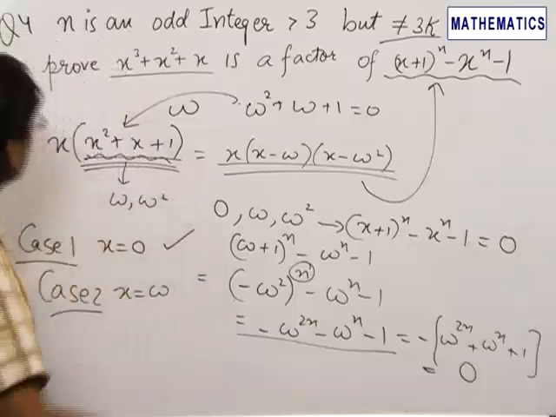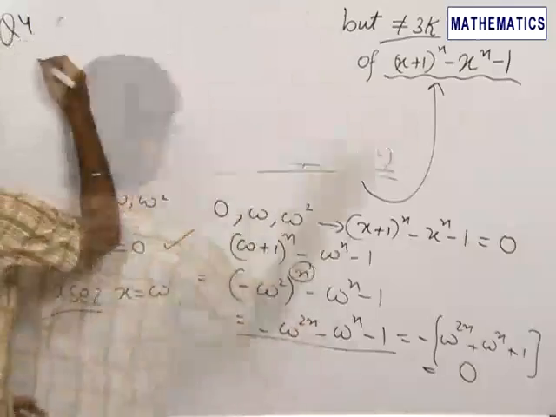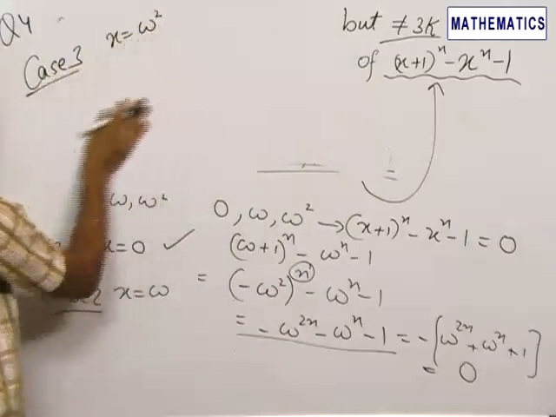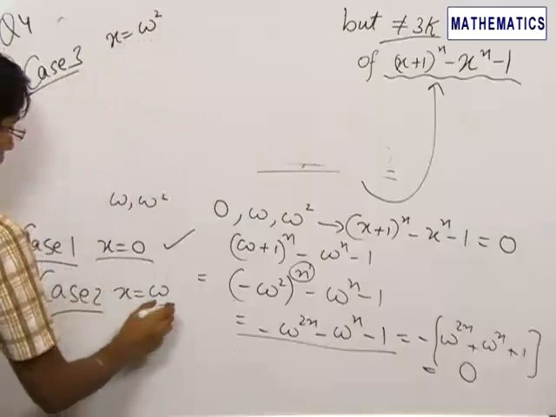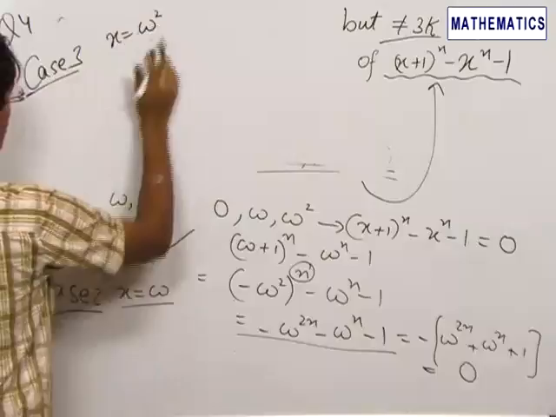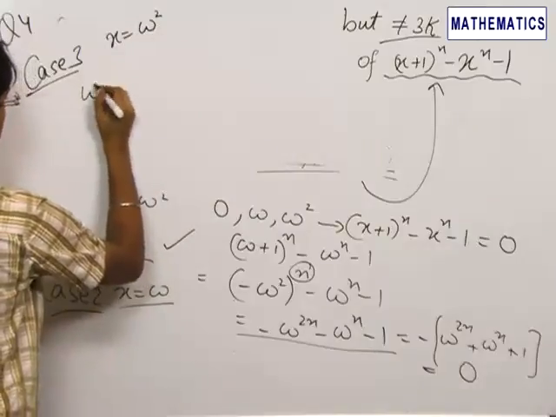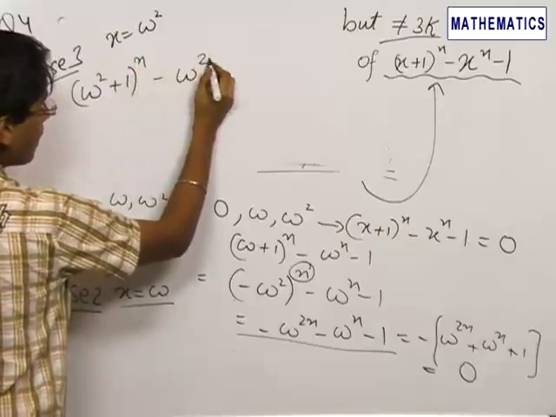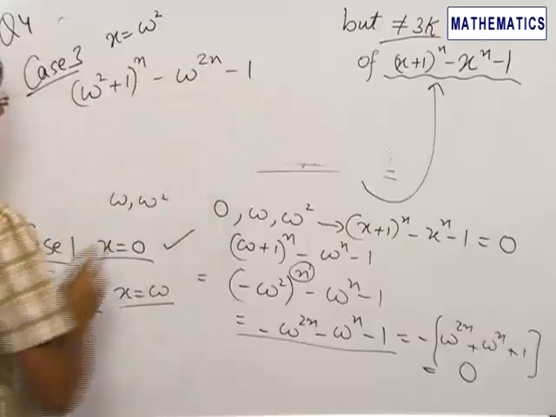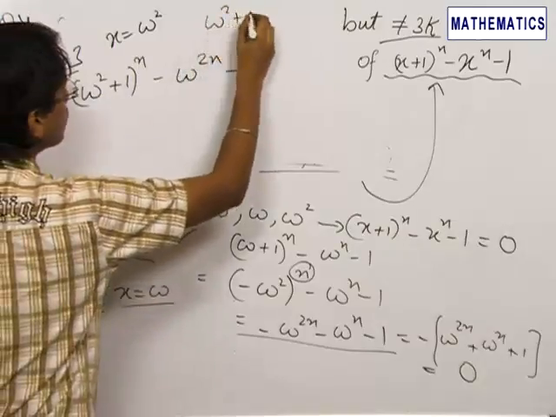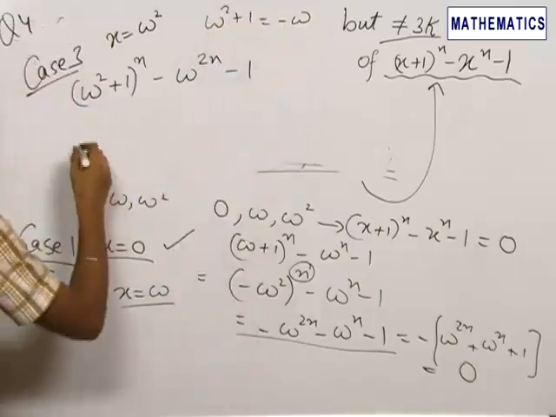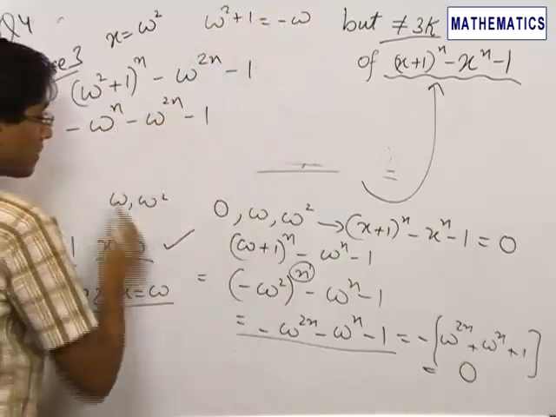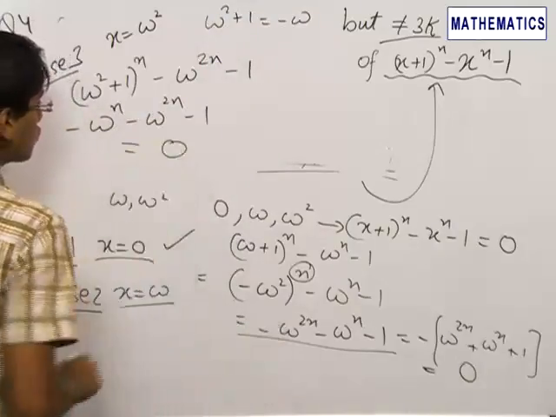So we need to prove it for omega square now. Our case 3 is x equals omega square. We have proved it for x equals 0 and x equals omega. Now we just need to prove it for x equals omega square. So the expression becomes (omega square plus 1) power n minus omega power 2n minus 1, and we know that omega square plus 1 is equal to minus omega. So this becomes minus omega power n minus omega power 2n minus 1, which is the same expression as we got earlier. The value of this expression is also equal to 0.